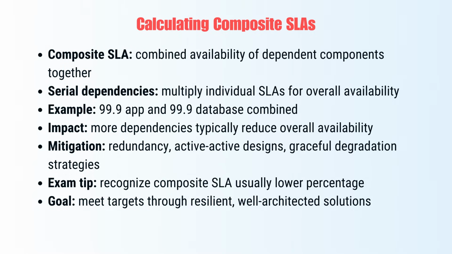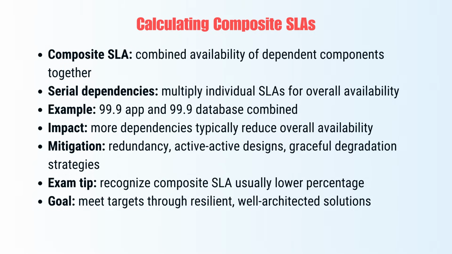This means that adding dependencies usually reduces overall availability, even if each individual service has a high SLA. It's an important exam insight. The composite SLA is often lower than any single component. Architects can improve composite SLAs by introducing redundancy. For example, using active-active deployments across regions or using multiple instances of a component. Some patterns let you treat components as parallel paths, which can increase overall availability compared to a single path.